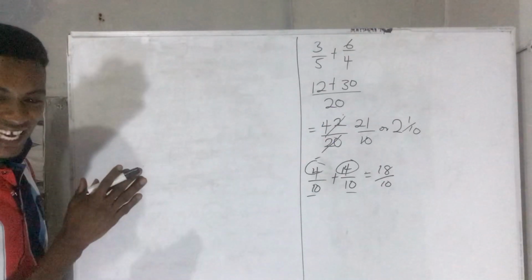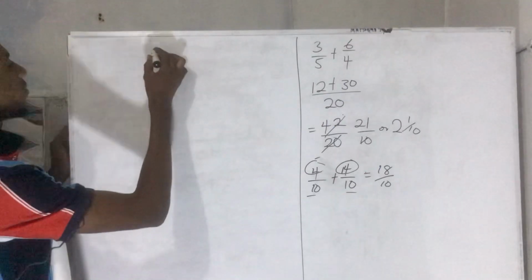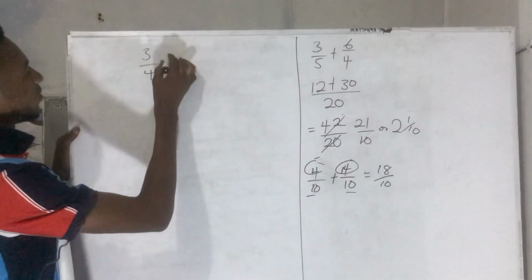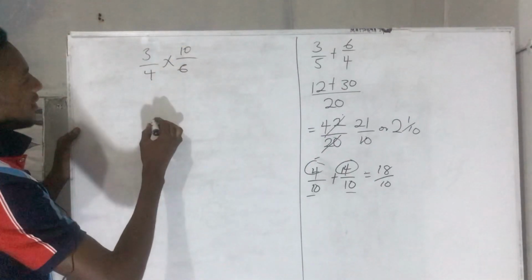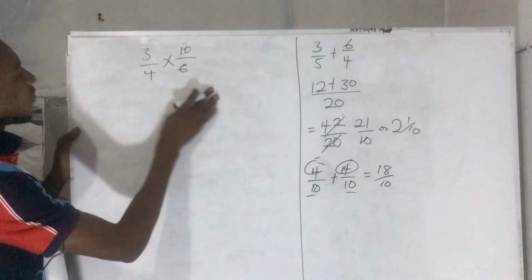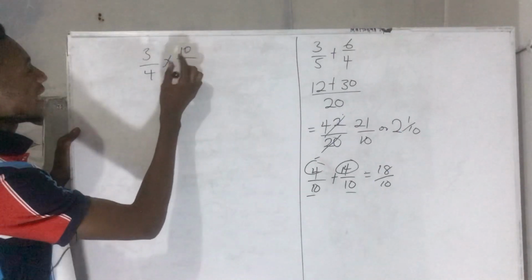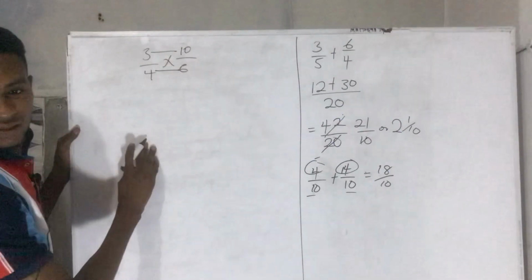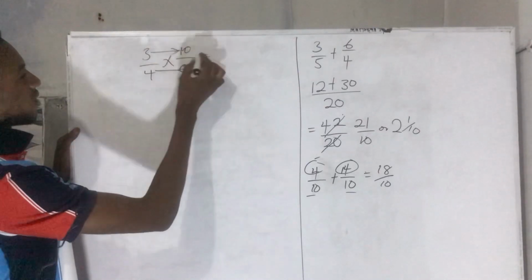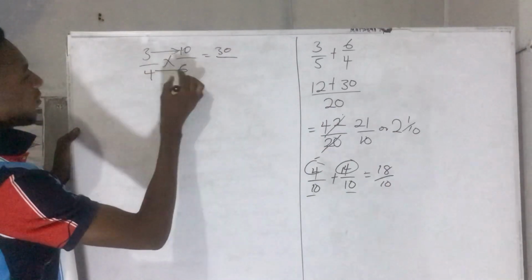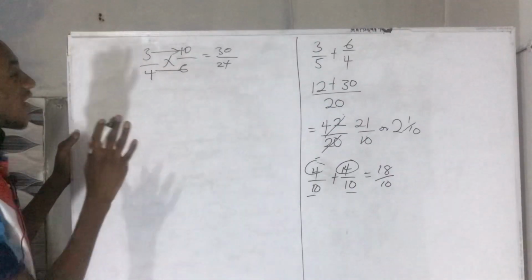In both multiplication and division of fractions, you don't find LCM. If I give you 3 over 4 times 10 over, let's say, 6, don't go and look for LCM of 4 and 6. All you have to do is multiply them directly, this by this, this by this, and write the answer here. So 3 times 10 will give you what? 30, divided by 4 times 6, 24. That's all. You don't find LCM.